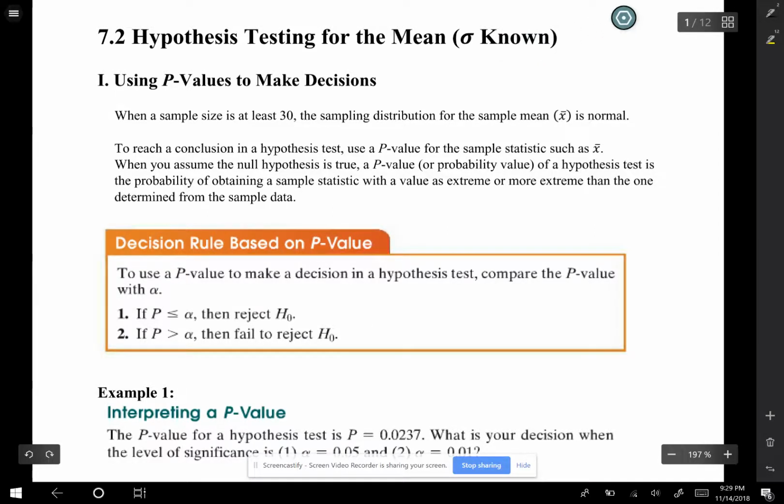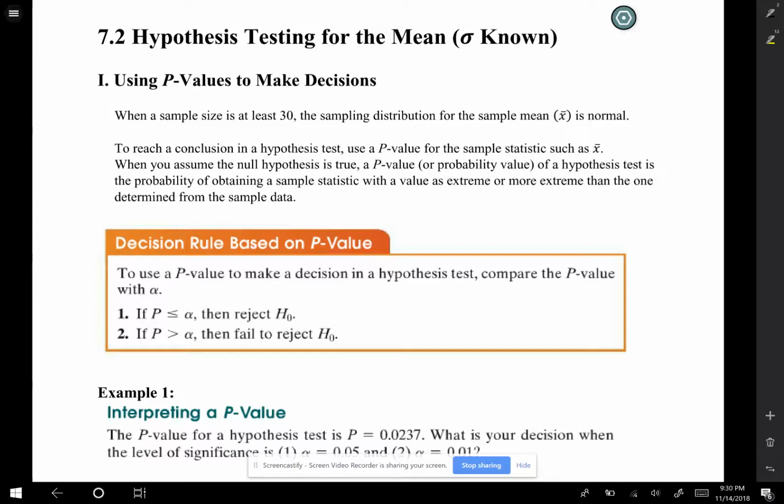In 7.1, we had a lot of reading and a lot of writing, kind of to learn the background of hypothesis testing. So in 7.2, we're actually going to do the calculations. So this should go a little bit quicker as far as not having to have so much background information because we covered that in section 7.1. So what we're going to start off with is using p-values to make decisions.